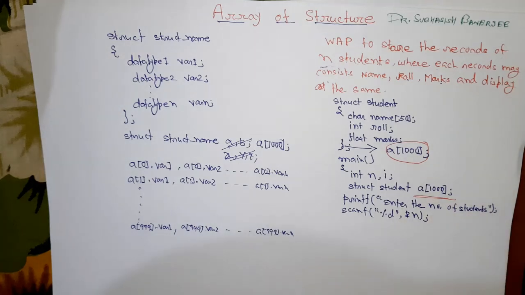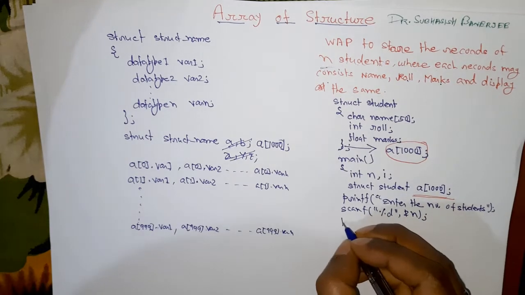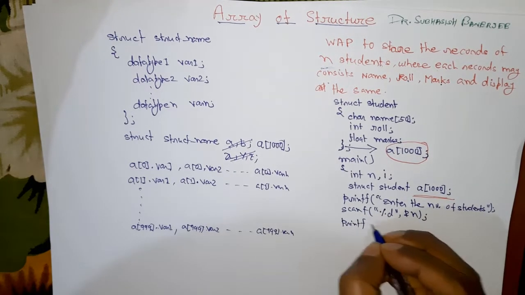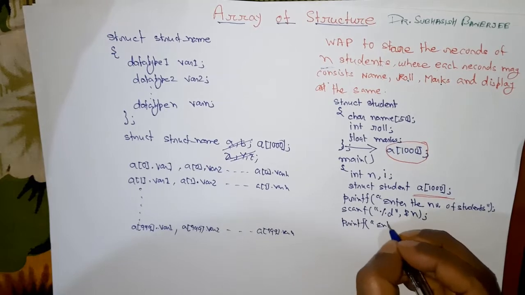So once we have n, we'll have to store the record against each and every student. So you may display a message like printf enter the records.